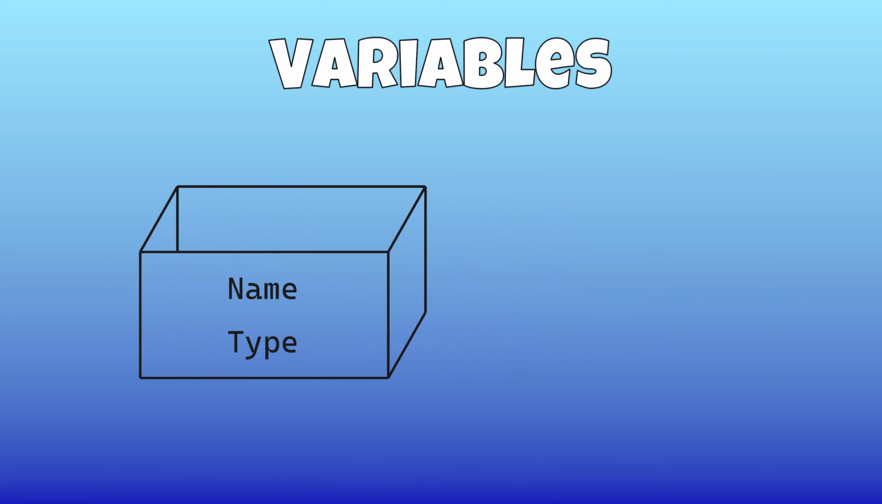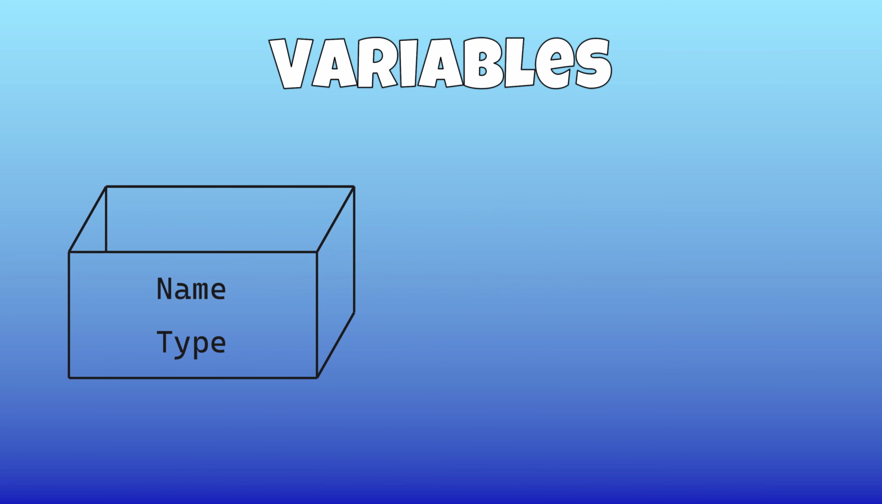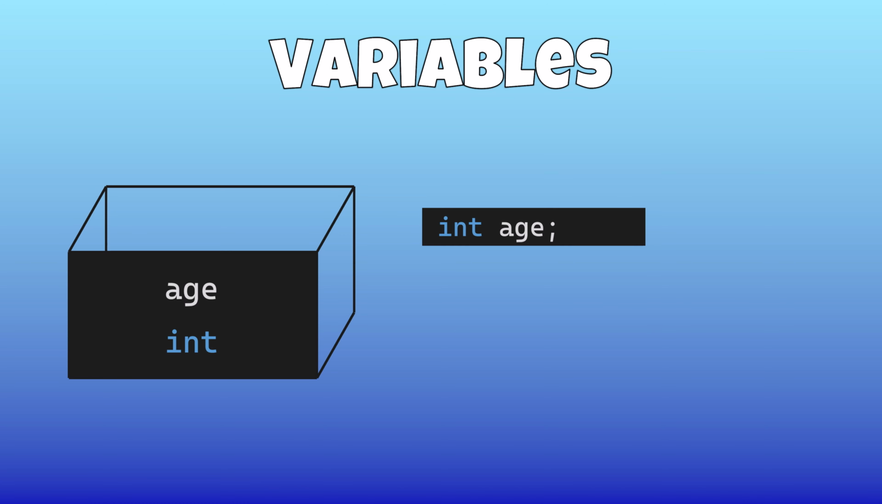We are now going to declare a variable. Declaring a variable means telling the program that it exists and that it has a certain type. For example, if I write this, I declare a variable of type int called age. Int is a type of the variable, for integer, a whole number.